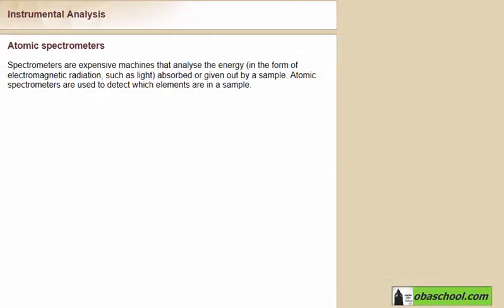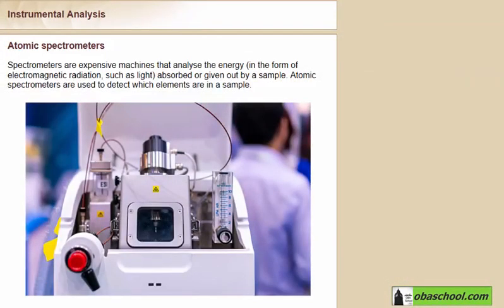In this tutorial, we will describe one type of instrumental analysis, which is atomic spectrometers. Spectrometers are expensive machines that analyze the energy in the form of electromagnetic radiation, such as light, absorbed or given out by a sample. Atomic spectrometers are used to detect which elements are in a sample. So light will pass through the sample.